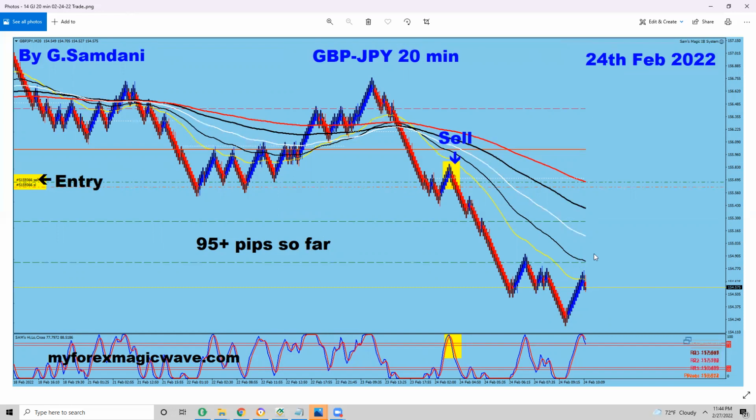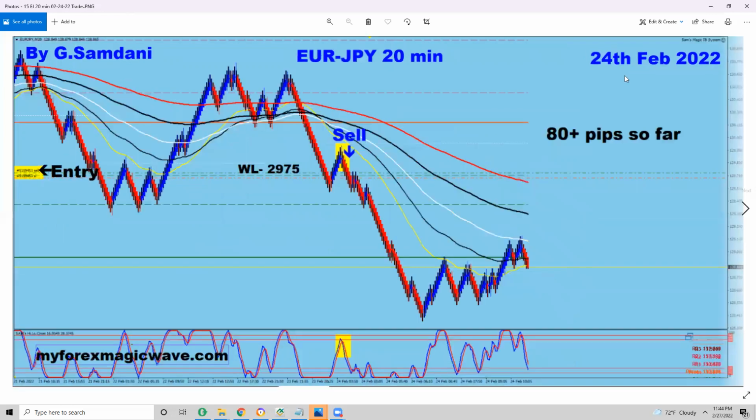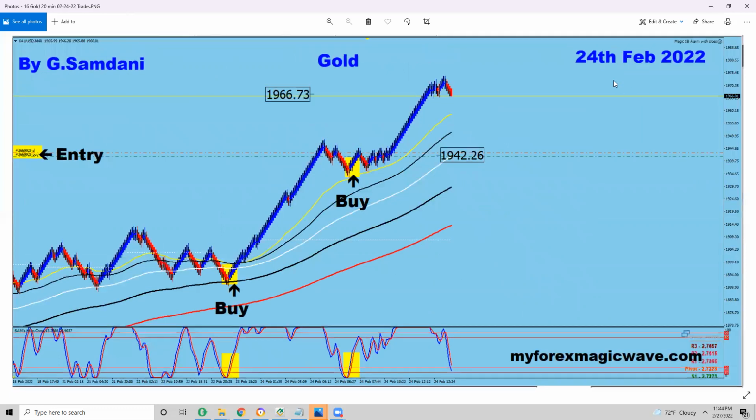And then I got another entry and then going down again one more time. This is on the 24th, euro yen now, sell order. Again, euro weakness continues. And here it is. Here's the entry, and then 80 pip to the downside. And on the 24th, gold again, this was the first entry I showed you.